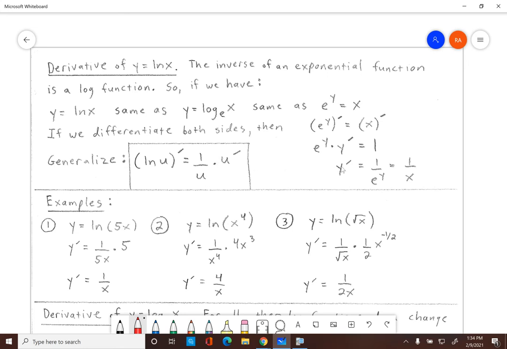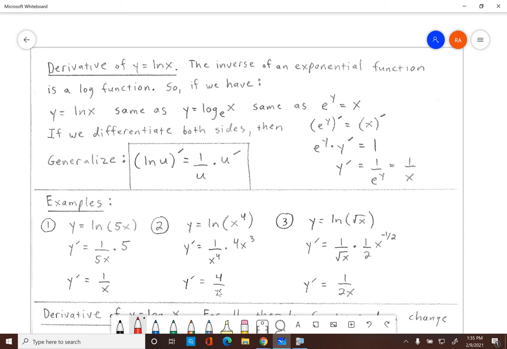If the derivative of natural log of x is 1 over x, then the derivative of natural log of something is 1 over something times the derivative of that something. So let's look at some examples of that. Natural log of 5x, the derivative is 1 over 5x times the derivative of that, which is 5. And that would actually simplify back down to 1 over x. Let's check this here. Natural log of x to the fourth now. So the derivative is 1 over x to the 4 times the derivative of that, which is 4x cubed. If you simplify that, keep the 4 on top, 3 of these x's will cancel out, leaving you with 4 over x.